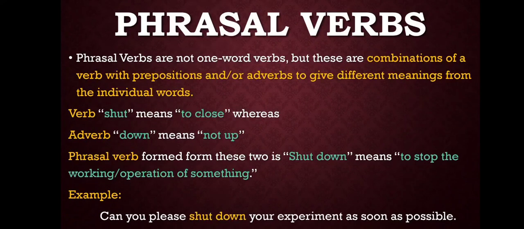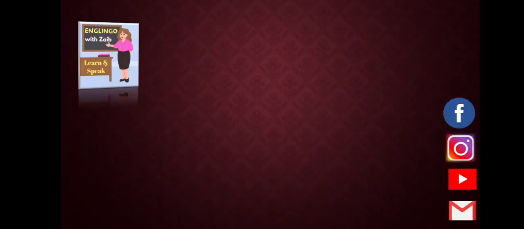Take an example. Can you please shut down your experiment as soon as possible? So here shut down is not a single verb, but a phrasal verb being used to address a certain specific task being performed. So this is all about the basic concept of the types of verbs that we have done.